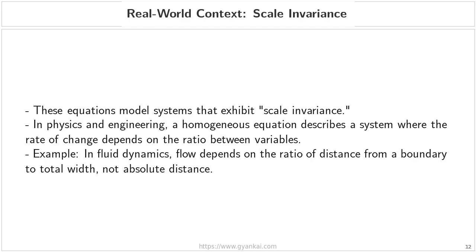To make this concrete, let's look at an example from fluid dynamics. Imagine water flowing through a pipe or air moving over a wing. The behavior of that flow often doesn't depend on the absolute distance from the edge of the pipe, but rather on the ratio of your distance from the boundary to the total width of the pipe. Because this relationship stays consistent regardless of whether the pipe is 1 centimeter wide or 1 meter wide, we use these homogeneous equations to model it accurately.